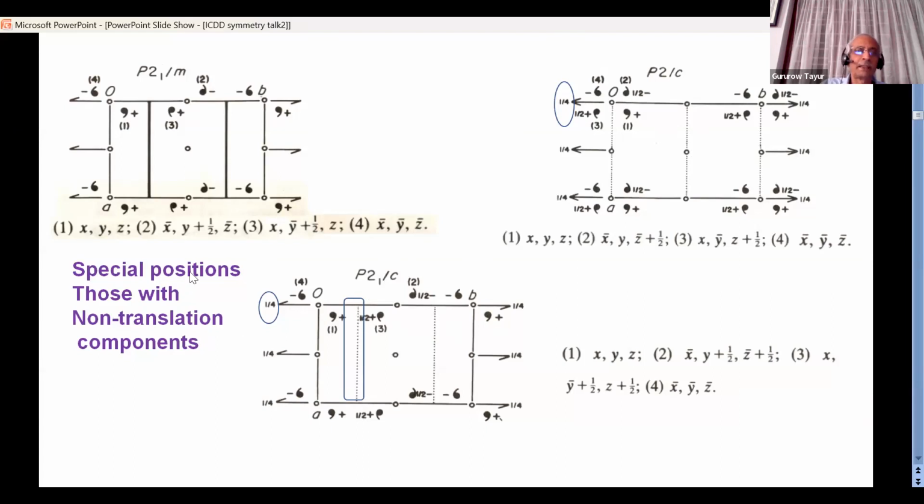So that means that when we have these special positions, they have to be associated with non-translational components. The non-translational components that are associated here are the mirror symmetry that can coincide at 1/4 position along the C axis, and the 2-1 screw that can coincide with the two-fold symmetry associated with 1/4. So this point is very important: special positions are those with non-translational components.